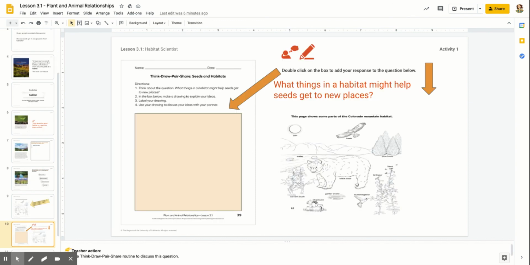So here's your last activity, boys and girls. You're going to think about this question. What things in this habitat might help seeds get to new places? You're going to double click on the yellow box to respond to the question below. So the question is, what things in this habitat might help seeds get to new places? Use this picture to help you answer that question.